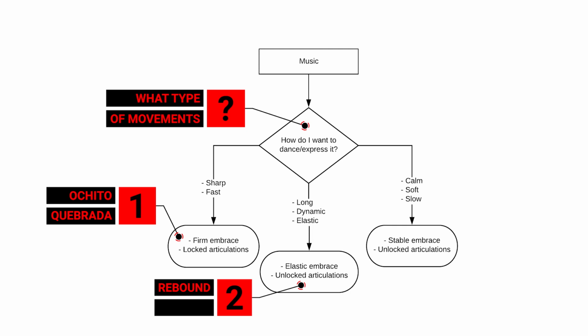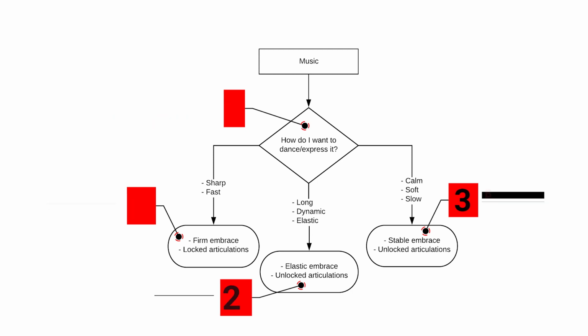And last, when we want to dance calm, soft or slow, which we can also say is the default situation, we need to have a stable embrace with unlocked articulations that allows the embrace to breathe with our partner. In the sequence, we use that type of embrace in the beginning and in the end, and in general whenever we are not using another type of embrace.